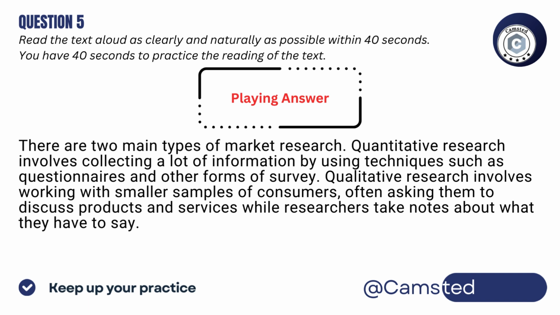There are two main types of market research. Quantitative research involves collecting a lot of information by using techniques such as questionnaires and other forms of survey. Qualitative research involves working with smaller samples of consumers, often asking them to discuss products and services while researchers take notes about what they have to say.